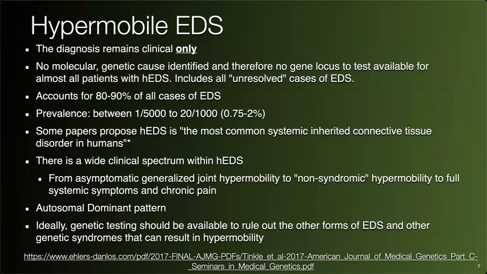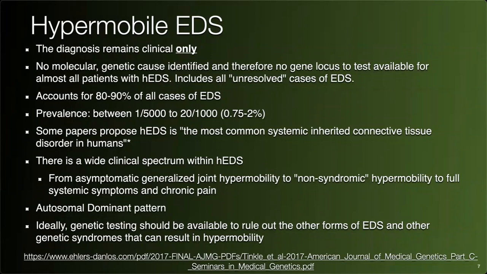So the other part of it, which is in my second point, is that many unresolved genetic defects that are found outside of the ones in the 13 subtypes will end up being put into hypermobile EDS as well. So it ends up being an umbrella term as well. This is almost 80 to 90% of all EDS cases, and hypermobile people are often hypermobile EDS.